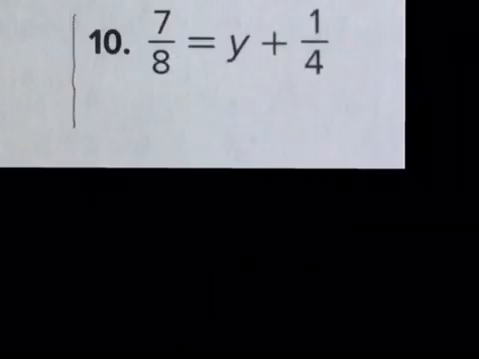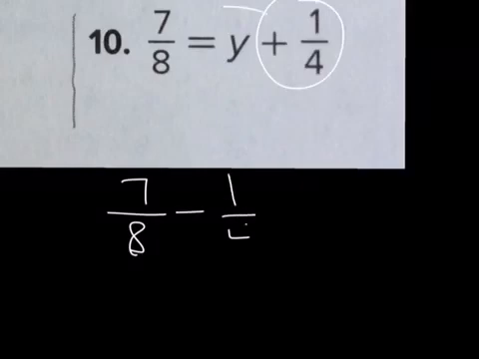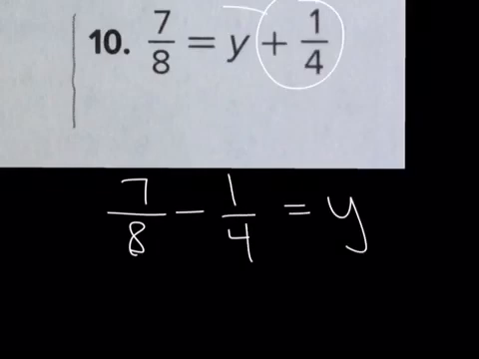And finally, number 10, again, you can see that they did not give us the same denominator, but it's easy to convert it into the same denominator. 8 and 4 are both multiples of 4, right? So I'm going to go right ahead and write it as 7 over 8. Bring this over to the other side, which becomes minus 1/4 is y, okay, equals y.